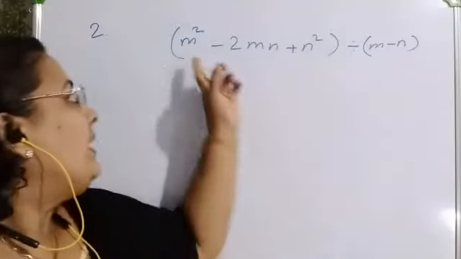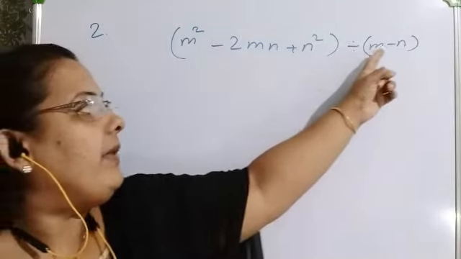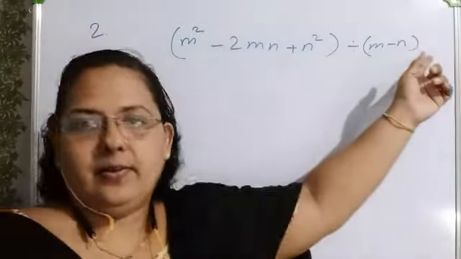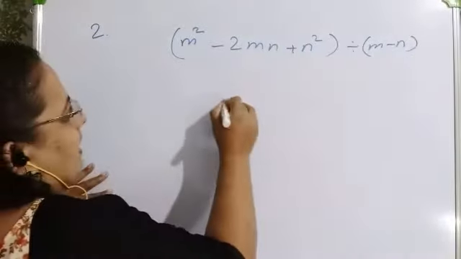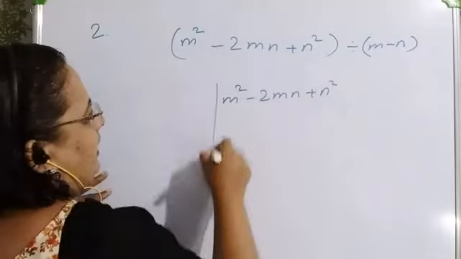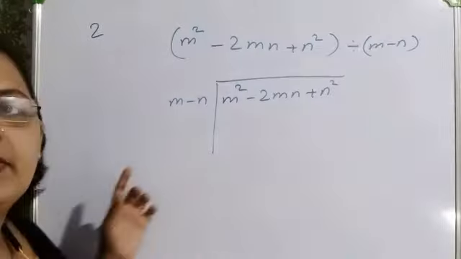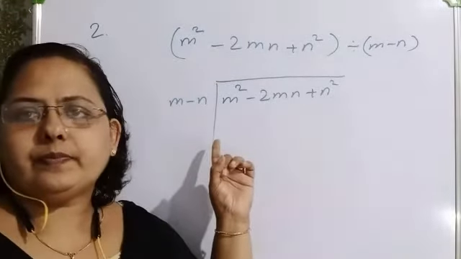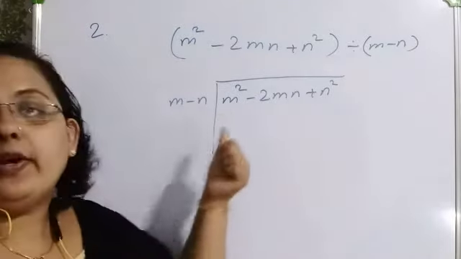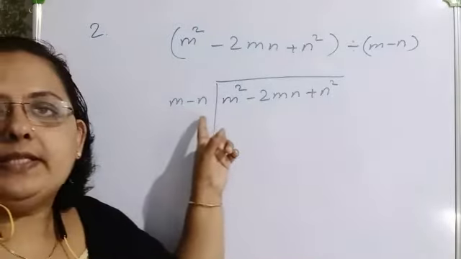Second problem. M square minus 2mn plus n square divided by m minus n. So here, this is the dividend and this is the divisor. We'll write m square minus 2mn plus n square inside the box, and m minus n, that is the divisor, we write outside the box. Okay, now what we have to do? We have to make this m as m square, then only we can subtract and remove this m square. So what shall be multiplied with m minus n?